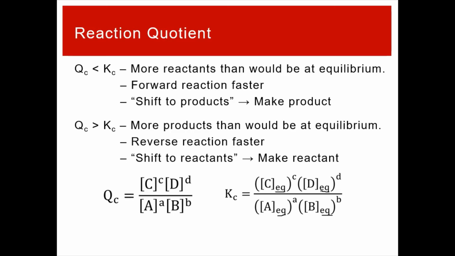If instead we have that QC is greater than Kc, that means there are too many products in our system right now. There are more products in our mixture than there would be at equilibrium, so the reverse reaction will be faster. The shift will be to reactants, because we're going to increase the value of things in the denominator. You're going to make reactants as you move to equilibrium, and there will be less products at equilibrium than the current situation. So QC lets us predict what direction the shift will be, and the direction of the shift informs how those concentrations are going to change.